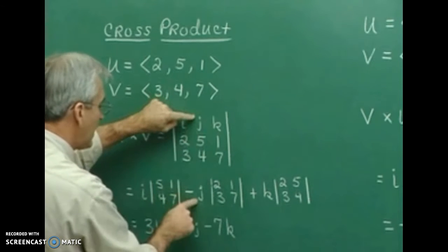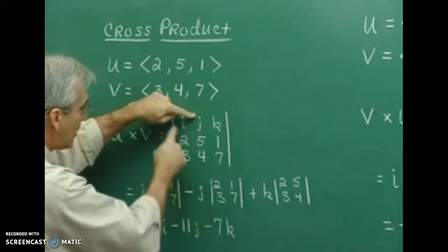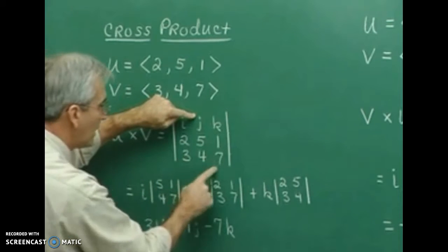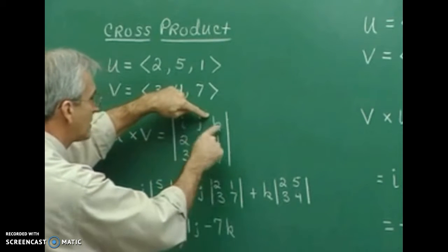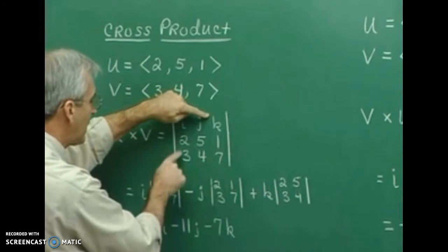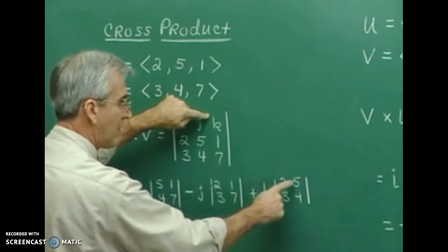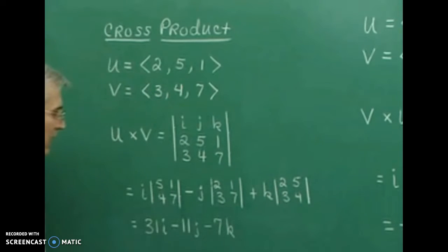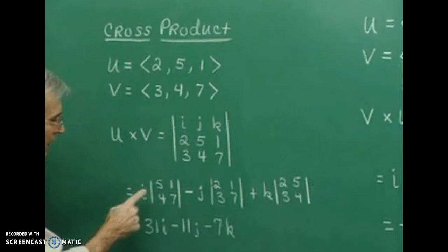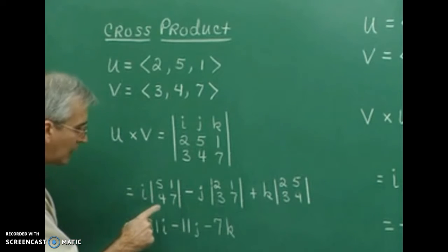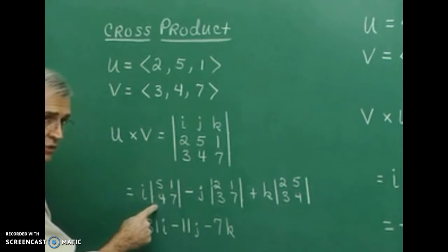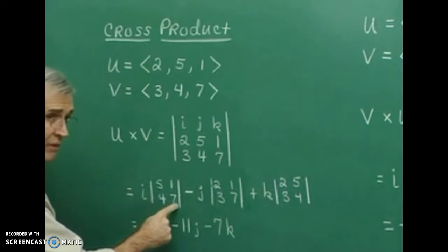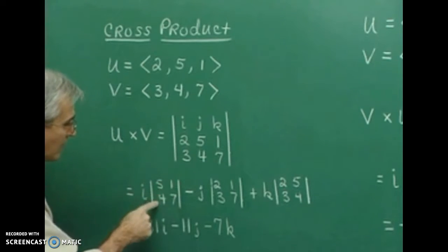So it's minus j times, take out column and row, and we have 2, 3, 1, 7. And then it's plus k times, take out row and column, and we have 2, 3, 5, 4. Now let's make the calculations. Recall that to calculate the determinant of a little 2x2 matrix, it's just this product minus that product. So for this one, it would be 5 times 7, 35, minus 1 times 4, 4. 35 minus 4 is 31.